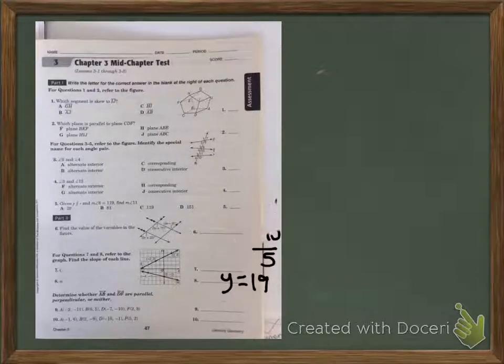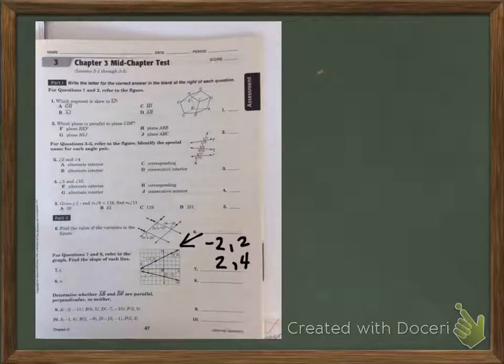The next one relates to the graph for 7 and 8, and we're just finding the slope of each line. So line K, we're going to use these 2 points, -2, 2, and 2, 4. And with the slope, you subtract the y's over the x's. I always like to keep it positive if I can, but I'm going to do 4 minus 2, so that means I take 2 and subtract -2 for the x's, which gives me 2 over 4, which simplifies to 1/2. So line K, the slope would be 1/2.